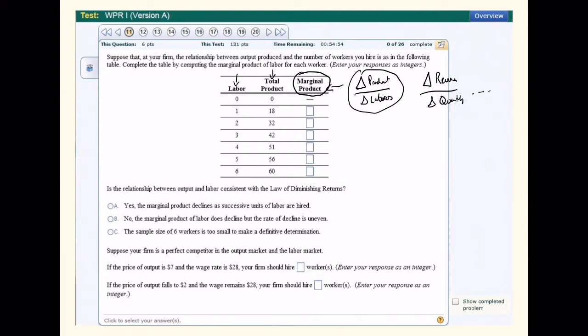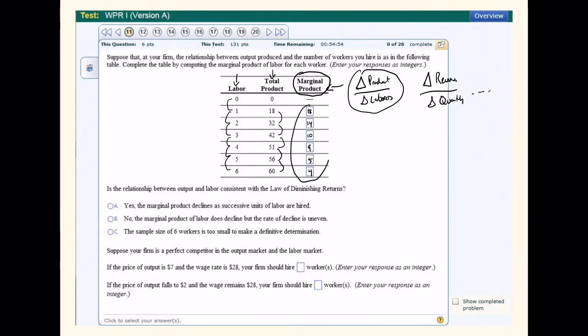We could see that the denominator is always going to just be 1 because we're just going up by one laborer for each of these different rows. So to find the marginal product, we're just going to do change in total product. Here it would be 18 divided by 1. The second marginal product would be 32 minus 18, which is 14 divided by 1. And then 42 minus 32 is 10 divided by 1. 51 minus 42 is 9. 56 minus 51 is 5. And 60 minus 56 is 4.